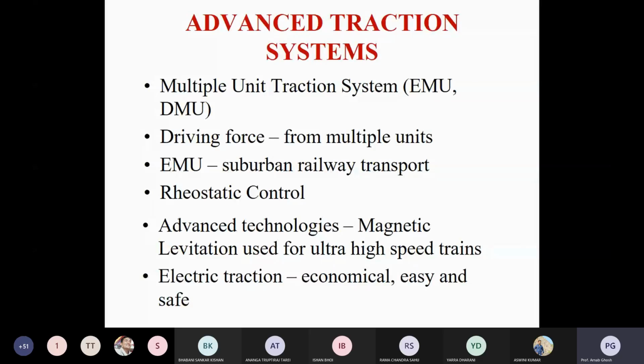Advantages of the traction system. So what are the advantages? The multiple unit traction system, that I am telling you: EMU means electrical multiple unit, or DMU, diesel multiple unit. Then driving force: you are using different driving forces from multiple units. You know that in an EMU, 3 or 4 motor coaches are there, so they can give you different driving force individually. So 4 or 3 multiple driving forces you can achieve. EMU is normally used for suburban railway transport.